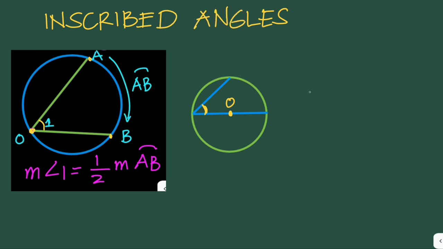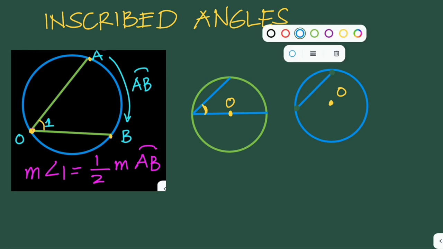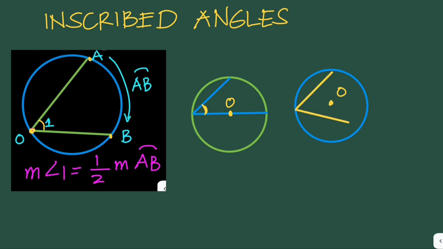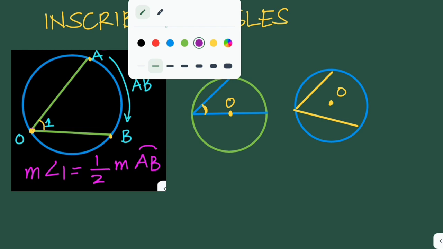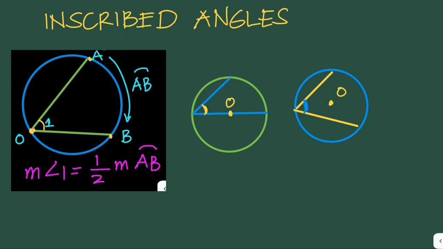The second case is when the center of the circle is inside the inscribed angle. Let's say this is the center of the circle, center O. Our inscribed angle here is this one. So this is the second case where center O is inside the inscribed angle.